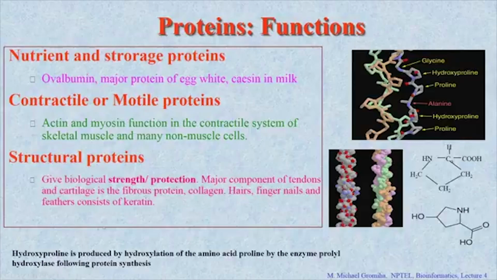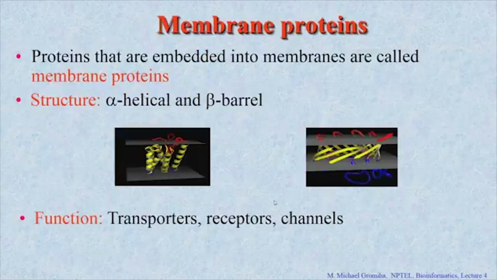For example, you can find this in hairs and fingernails, and the feathers. These proteins have a specific combination of amino acid residues, like hydroxyproline, glycine and proline. About one third of the composition is glycine, and hydroxyproline as well as proline. This gives the elongated shape to structural proteins like collagen, keratin and so on.